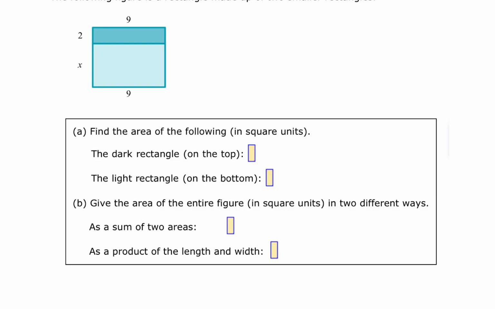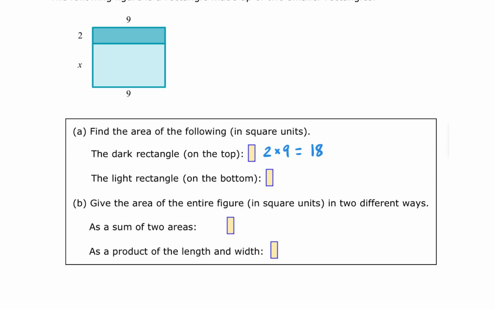This topic is writing algebraic expressions for the area of a figure. Our first problem, the following figure is a rectangle made up of two smaller rectangles. Part A says find the area of the dark rectangle on the top. The dark rectangle on the top is a 2 by 9 rectangle, and 2 times 9 is 18.